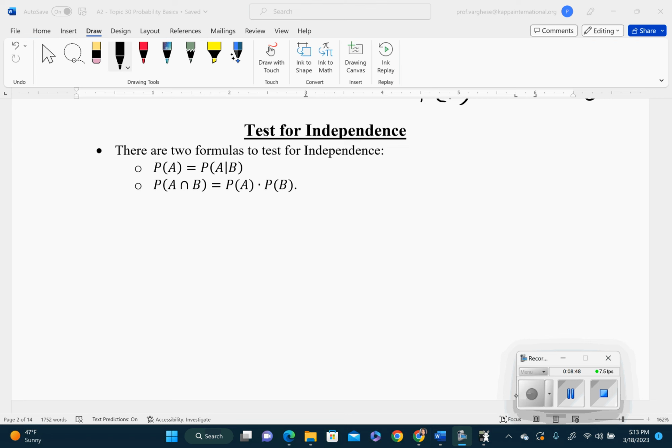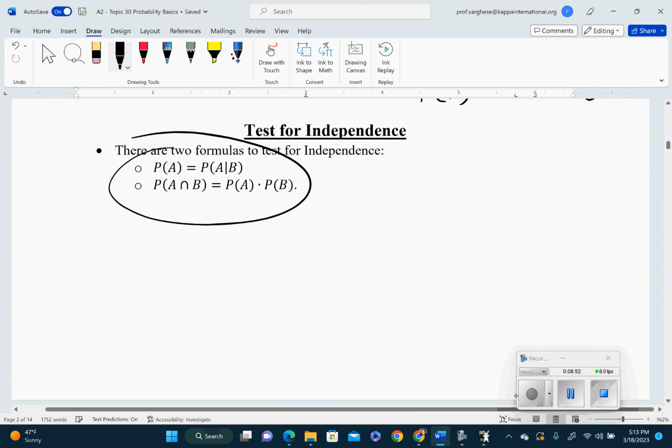And the last thing that we have are two formulas to test for independence, to figure out if two things are independent or not. For example, the probability that I will see a squirrel and the probability of me turning on the light when I come home today. They have nothing to do with each other. They are not dependent on each other.